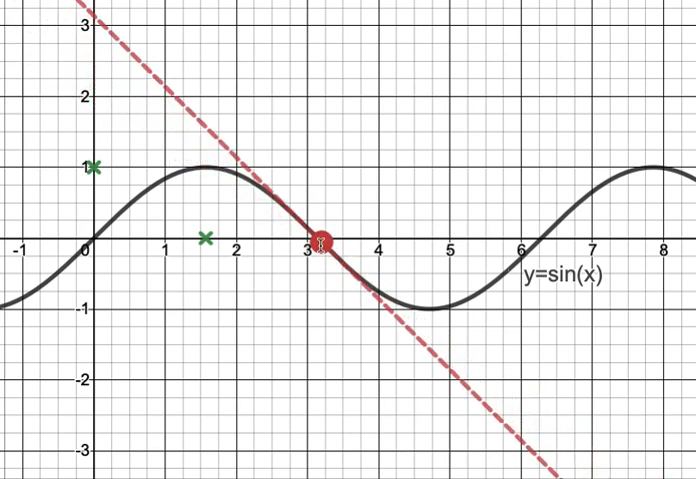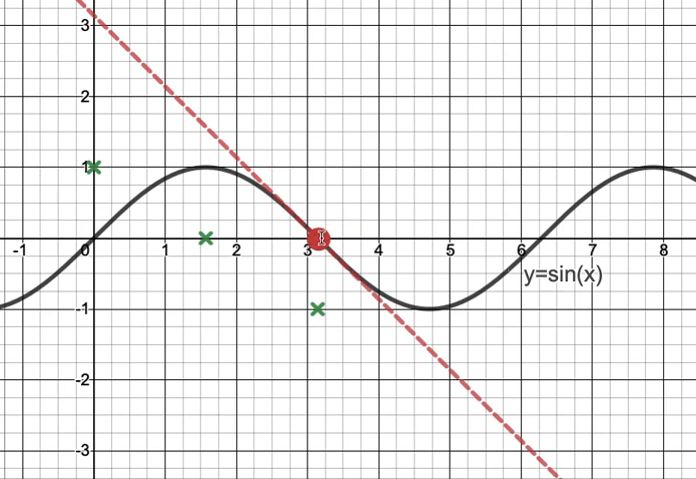The steepest negative gradient actually occurs at this point here where x equals pi. It occurs at our x-intercept. And if you look carefully at the gradient of the tangent line at this point, it's actually equal to -1. You can pick 2 points on the line, do a rise over run, and you'll see that the gradient of the tangent line is -1. And so when x is equal to pi, the gradient of sine x is equal to -1, and we can plot that as a point on our derivative graph.